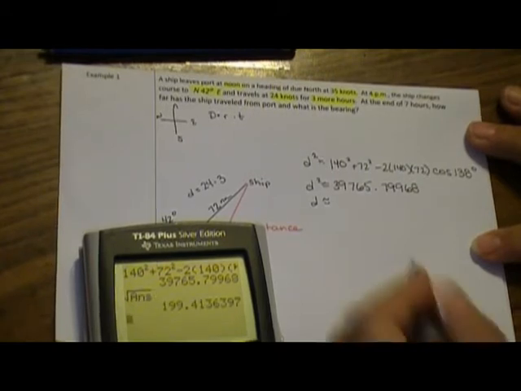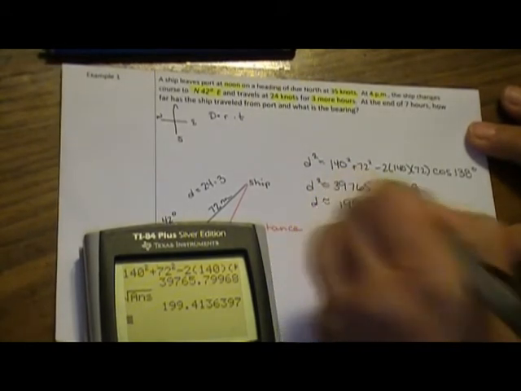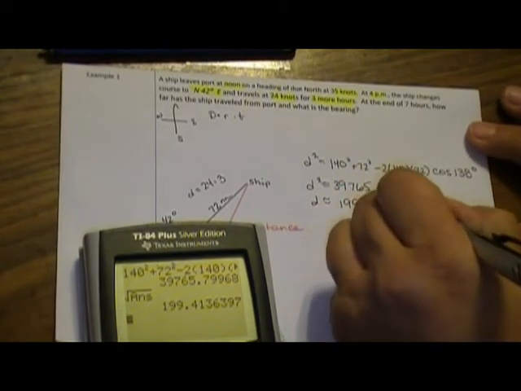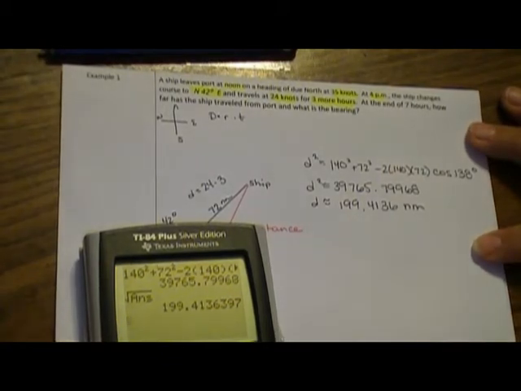And that gives me 199.4136 nautical miles. Okay, so that's how far the ship has traveled from port. But we're only halfway done with it. Now we need to do our bearing.